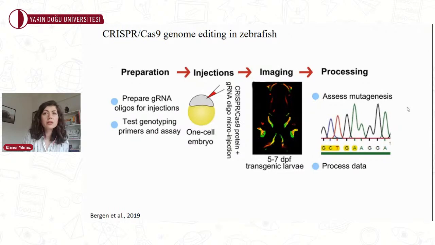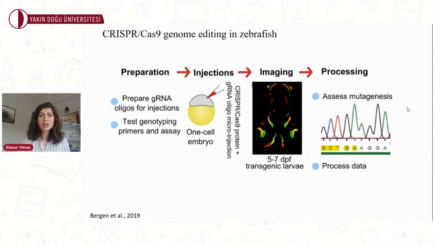So first, you prepare guide RNA oligos and Cas9 to inject your embryos, and test genotyping primers and assays. Injections need to be done at the 1-cell stage or at most the 2-cell stage, but at the 2-cell stage you need to inject both of the cells, and this injection will generate double-stranded breaks during the first few rounds of cell division. And the repair machinery is prone to errors, and those cells will carry different types of mutations, giving a range of insertion and deletion mutations, which cause mosaicism in the individuals.